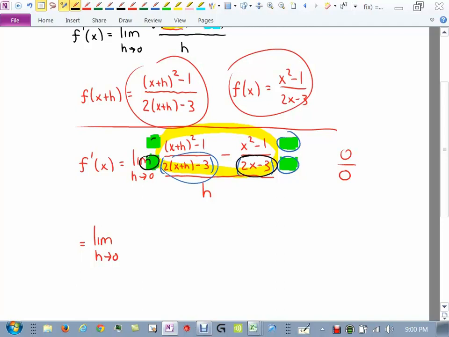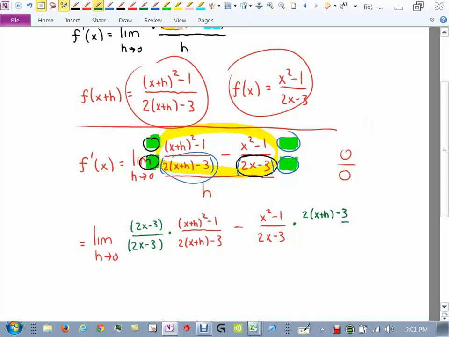All right, so big mess. I have my 2x minus 3 on the top and bottom, 2x minus 3 times, now the top left here was that x plus h squared minus 1 over, now the bottom was 2 times x plus h minus 3. And then we had minus, then I had my x squared minus 1 over 2x minus 3. And now I'm going to come in here and put that other denominator, which was this one. I'm going to put 2 times x plus h minus 3 over 2 times x plus h minus 3. Now, all of this is divided by h.